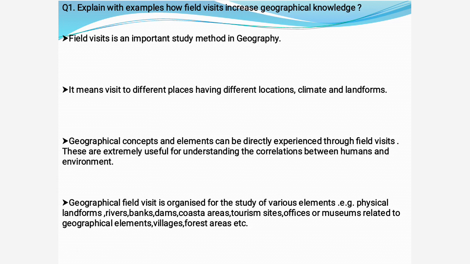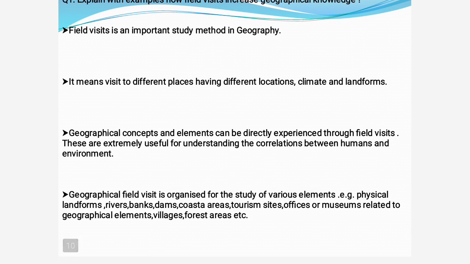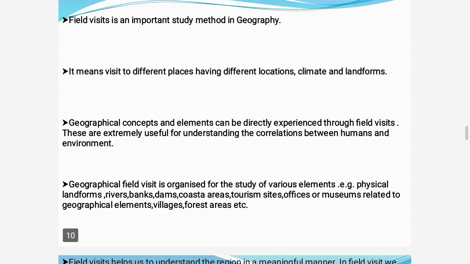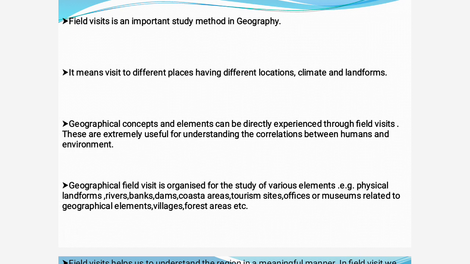These are extremely useful for understanding the correlation between human and environment. Already I have covered the explanation of these three points in my introduction. The fourth point, geographical field visit is organized for the study of various elements, example, physical landforms, rivers, banks, dams, coastal areas, tourism sites, offices, or museums related to geographical elements, villages, forests, etc.